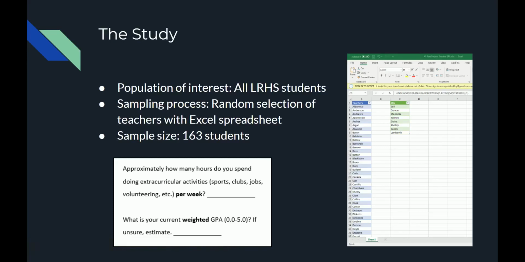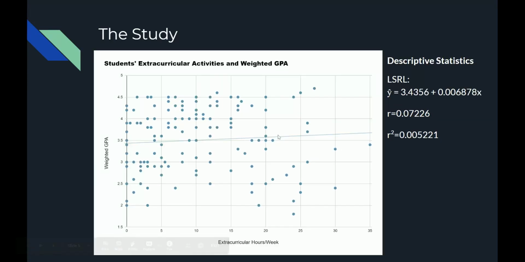So our population of interest for the survey was all students at Leesville Road High School, and to obtain our samples, we got a list of all staff members from the website, and we copied and pasted it into an Excel spreadsheet column. And then we created a second column that used this formula here to randomly select 8 teachers from this list. And then we passed out the survey to 7 of those teachers who responded, and we got 163 usable results, and this is the survey we used here to do it.